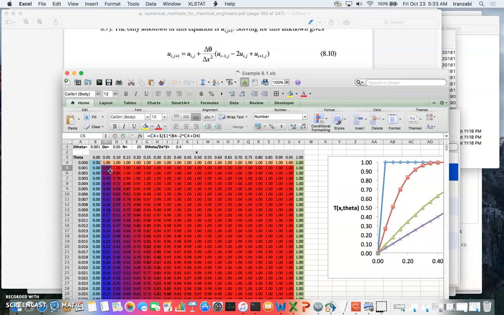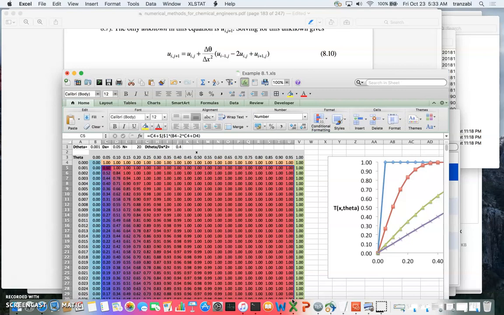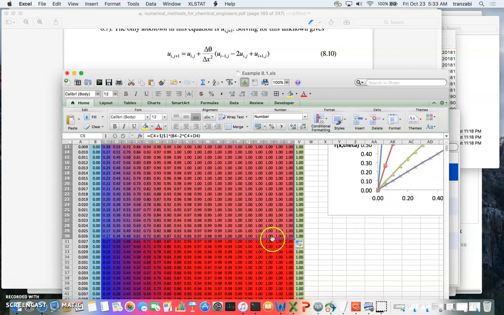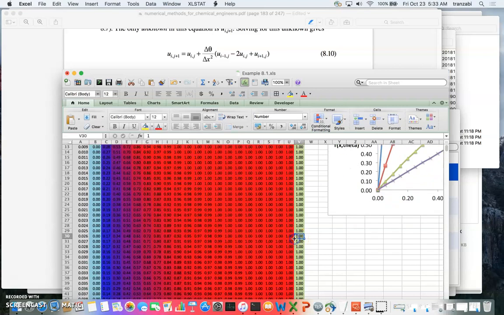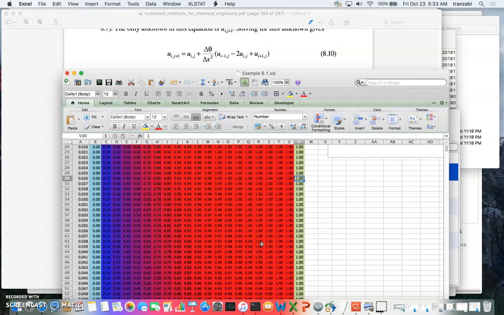You're going to hit enter. Just scroll it down all the way to here, and then go all the way down. So there you go. You got a solution. Okay? And I can actually do this all the way down. So let's double click on that. All right, there you go.